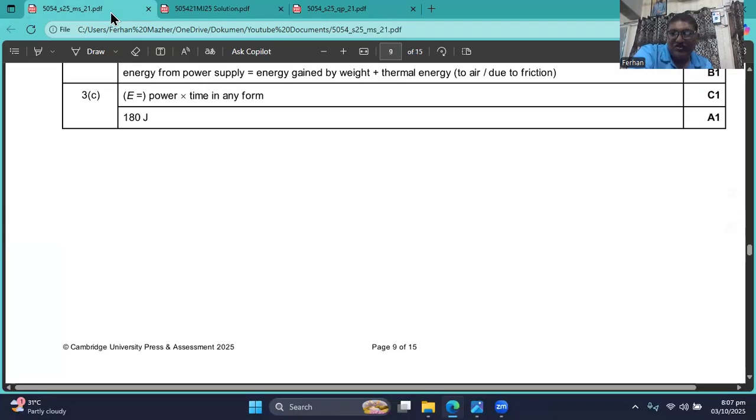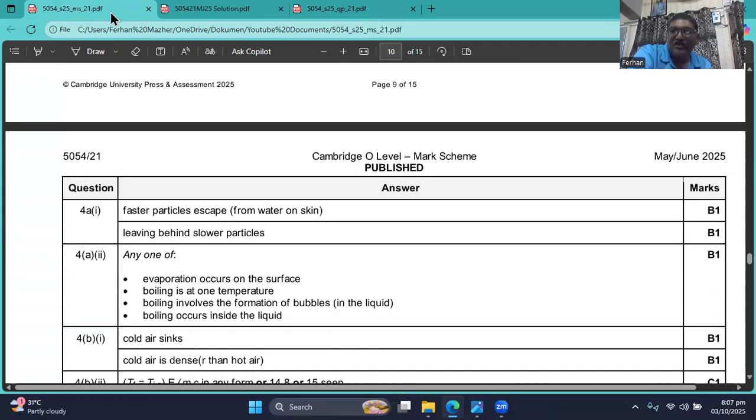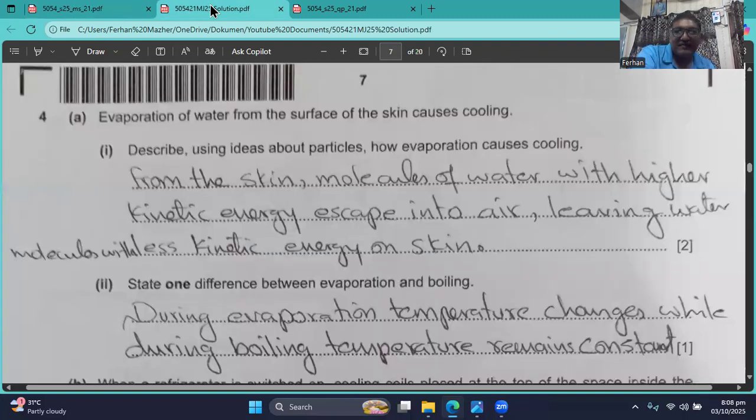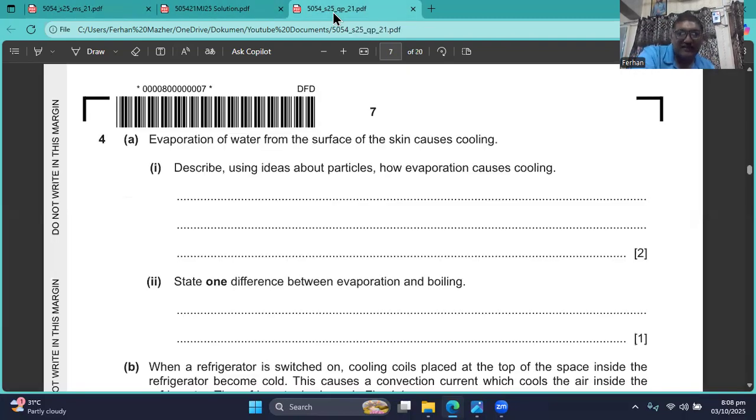So let me show you the marking scheme. You see it's very, very important. This is the rule of our life, that we always attempt those questions whose marking scheme from Cambridge we have. If we have a question whose marking scheme we don't have, we do not attempt that question, because that can harm our concepts. So faster particles escape from water on skin, leaving behind slower particles. So this is the marking scheme. This is the answer of the first part, which I have written.